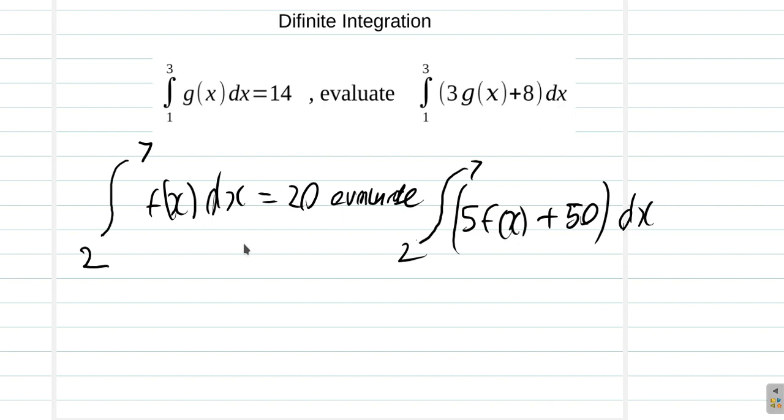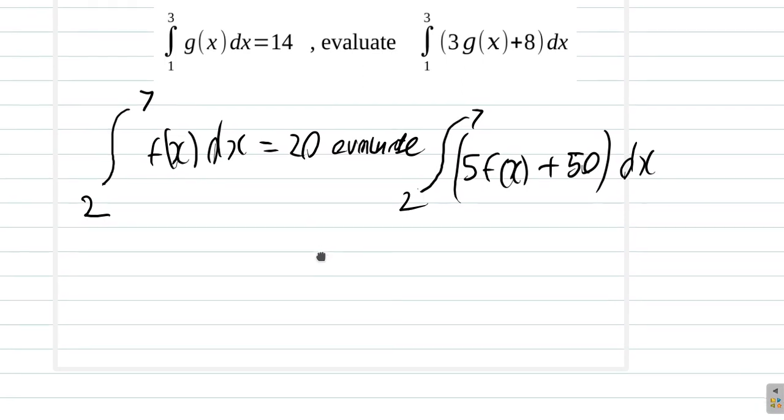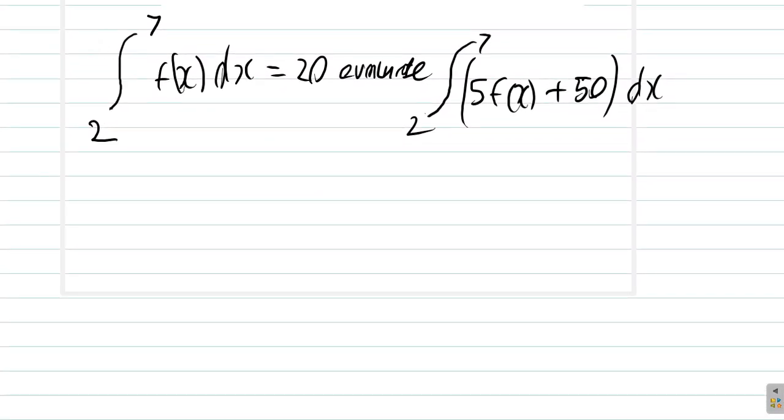Now, this is somewhat similar to it. I say the integral from 2 to 7 of f of x dx is 20. Then you should evaluate the integral from 2 to 7 of 5 f of x plus 50 dx. So I changed out the numbers somewhat. We can see the similarity. Now, let's work this one out.